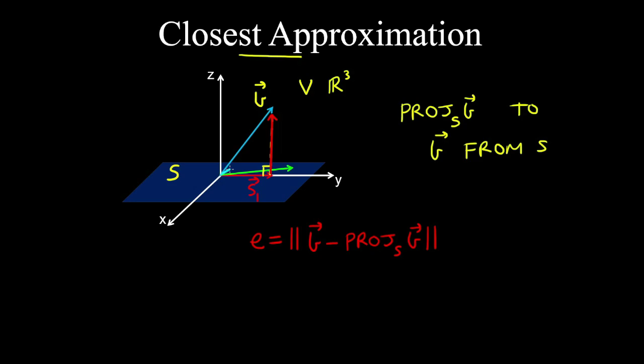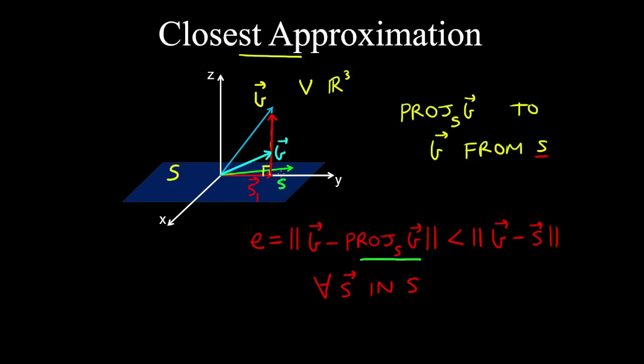So in other words, if B was somewhere here, then this error would be smaller. And this error is always less than the norm of the vector B minus a vector S from the subspace S, for every vector S in the subspace S, other than the projection of B onto S.